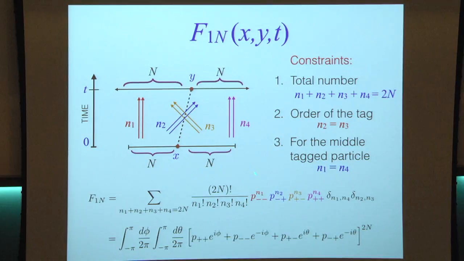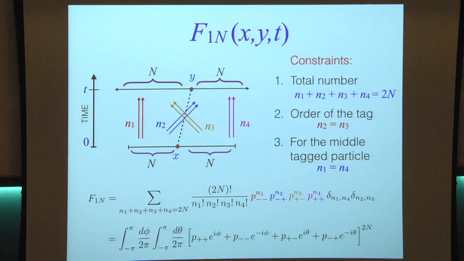Let's call it n3. And some will go from here to here. Let's call it n4. So each particle just goes independently. That's all that is happening, right? So now there are some constraints. Of course, the total number of particles is fixed, so that's just 2n.